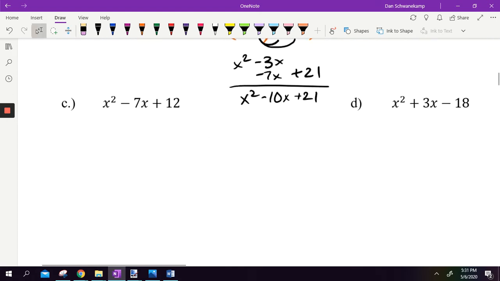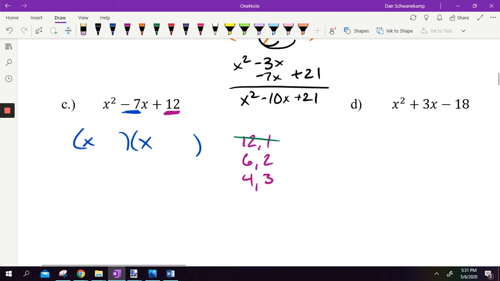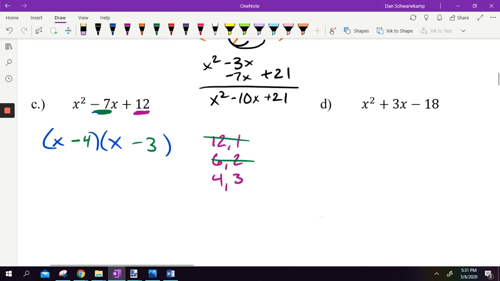Let's keep going. Letter C. Two numbers multiply together to get me 12. So 12 and 1, 6 and 2, 4 and 3. They need to either add or subtract to get negative 7. All right, well, no, not 12 and 1. Not 6 and 2. 4 and 3 will. Just kidding, I've crossed out the wrong one. 4 and 3 will. X minus 4 and x minus 3. If I add negative 4 and negative 3, that would get me negative 7. And if I multiply them, that would get me positive 12. So I've factored it correctly.